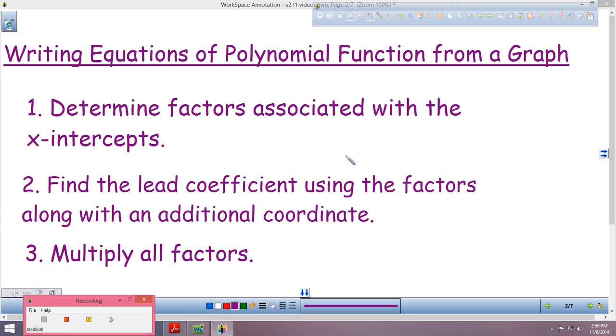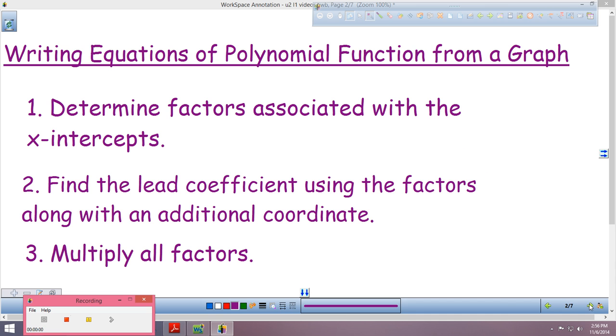Now that we have an understanding of the graphs of polynomial functions, we're going to use those graphs to write some equations. First thing we need to do is determine what the factors are that are associated with each of the x-intercepts. Then we're going to have to find that lead coefficient using those factors and using an additional point that we know from the graph. And then lastly, we're going to multiply everything.